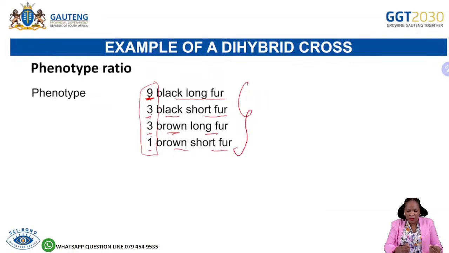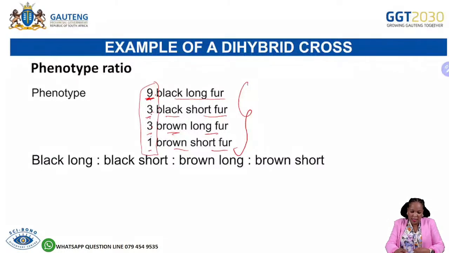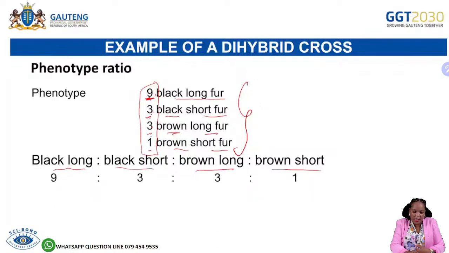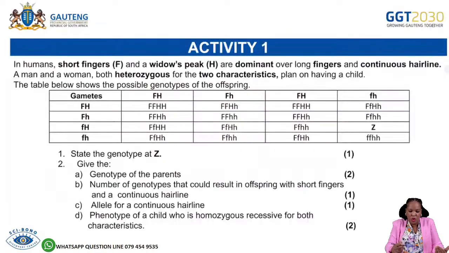So when you do a Punnett square and you find that the ratio for your offspring, when you cross the heterozygous parents, is not 9:3:3:1, it means something went wrong. You must go back and check your genetic cross and try to fix it. Then when you look at the phenotypes, you can say there are black long, black short, brown long, and brown short. So we have those types of offspring, with numbers in this way: 9:3:3:1. Remember, for a ratio, you need to simplify it to the simplest.